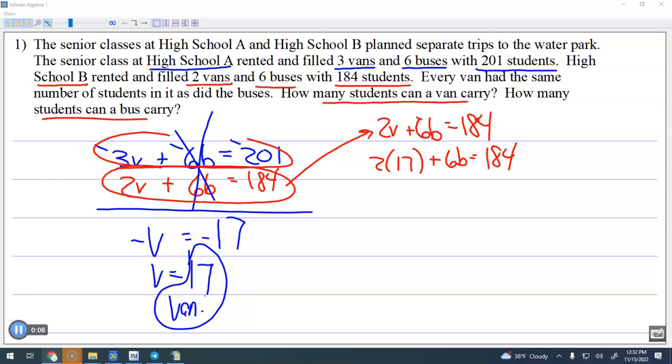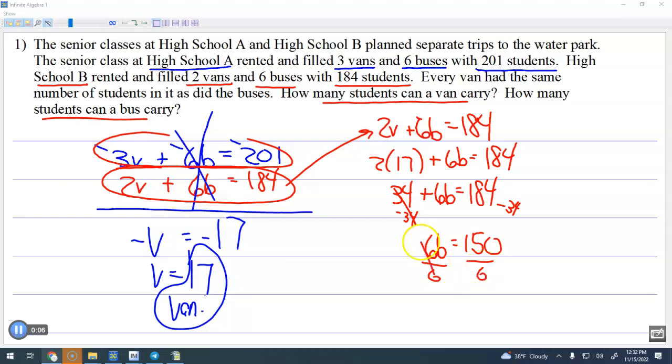So 2 times 17 is 34. Then what? Subtract 34. So I'll get 6B equals 150. And then divide by 6, right? Cancel these out, so you get 25. So there's 25 students in the bus. So the math part's not any different. It's the same stuff we've been doing, right? It's just going from the sentences to the equation. Question on that one I can help with?